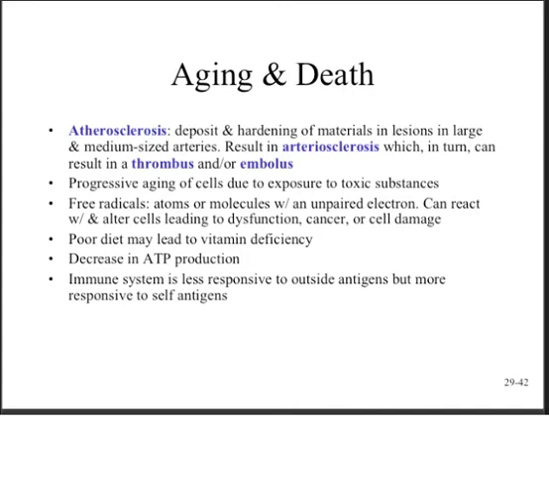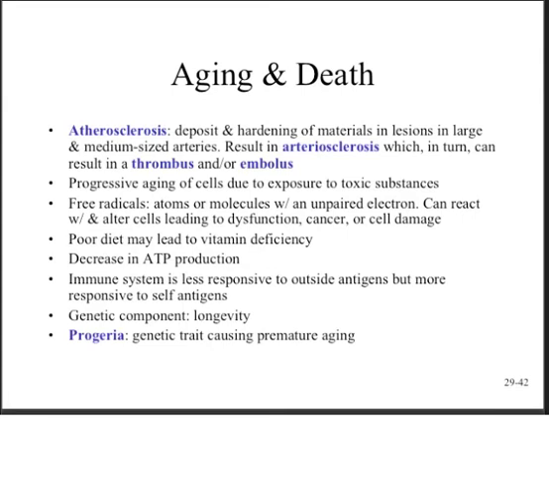The immune system gets less responsive to antigens but more responsive to self-antigens, so we see an increase in infection and disease as well as a concurrent increase in autoimmune conditions. Progeria is a condition that accelerates all of these processes, and it's the result of a defective nuclear protein that causes genetic material to degrade earlier than it otherwise would.